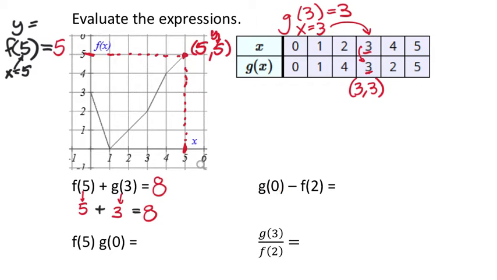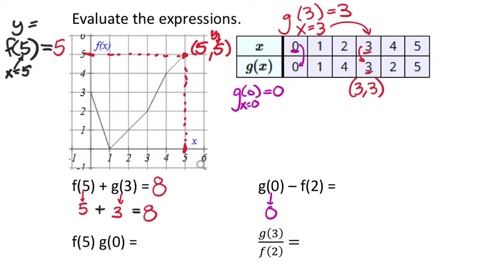I have g of 2 minus f of 2. I'm sorry, I have g of 0 minus f of 2. So once again, I'm just going to start with g of 0. So I say, well, what is g of 0? Well, g of 0 is here, sorry. Because, again, this tells us the x value is 0, and it's telling us then to find the corresponding y value, which is 0. So g of 0 is 0. So where I have g of 0, I'm going to replace that with the number 0.